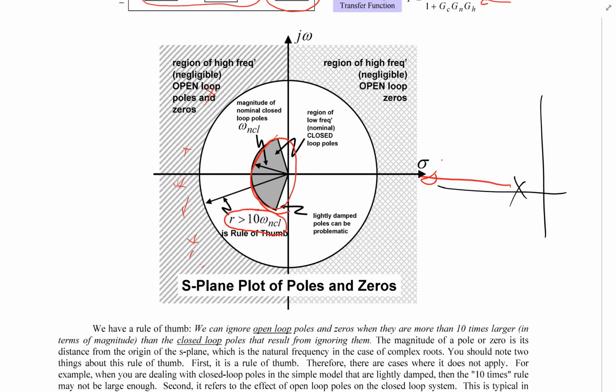Now, we can start including these high frequency dynamics in our model and designing a controller to compensate for them if we can measure them. Okay, remember, we can't control what we can't measure, so we have to be able to measure them, and then we can design a controller to control them.